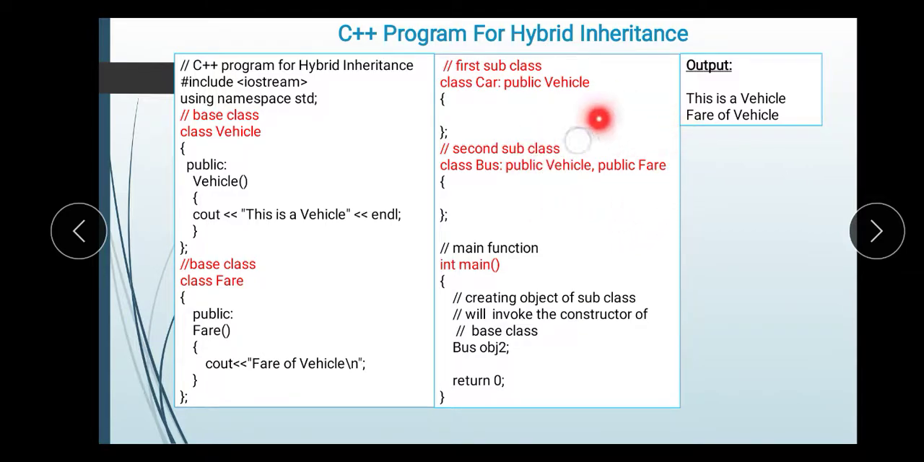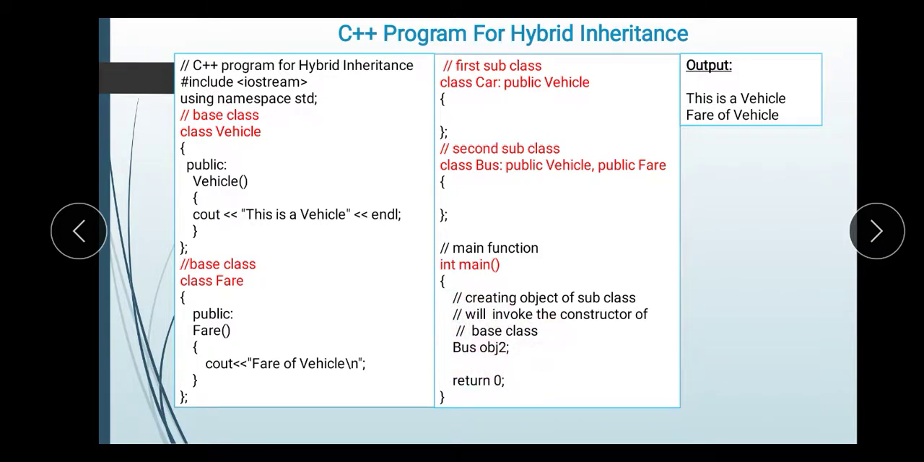Now this is the example of multiple inheritance, whereas this is the example of single inheritance. So we are showing two types of inheritance here, multiple inheritance as well as single inheritance. In this way we are developing the program of hybrid inheritance. Inside main, we are creating the object of only one class, that is an object of Bus.